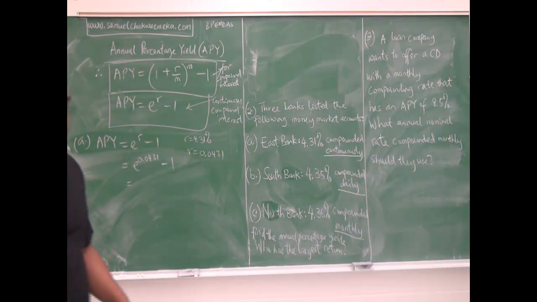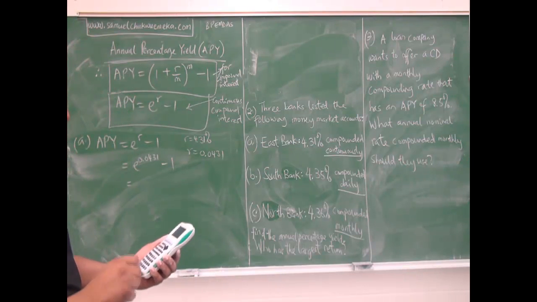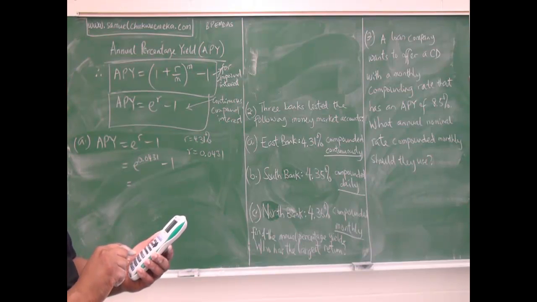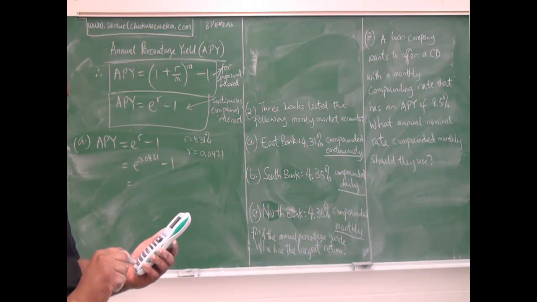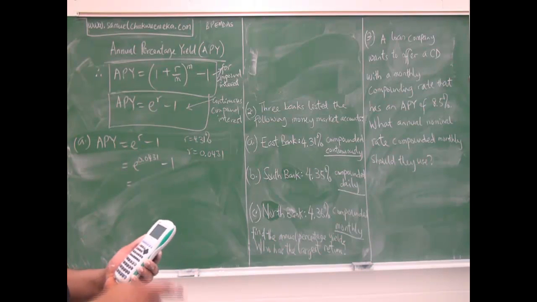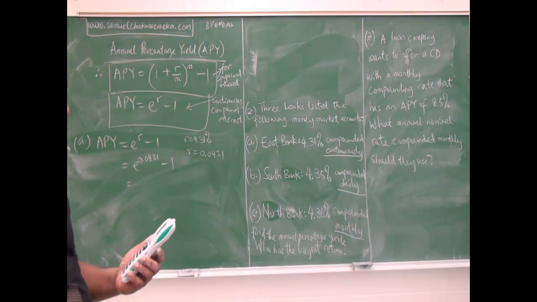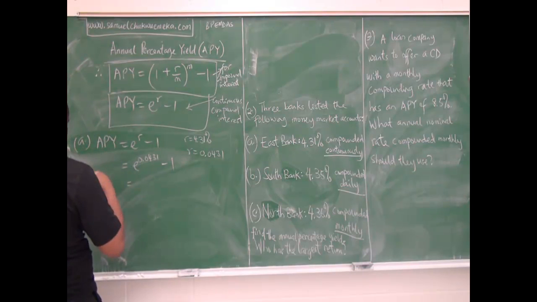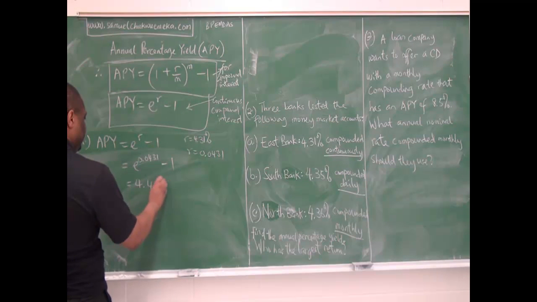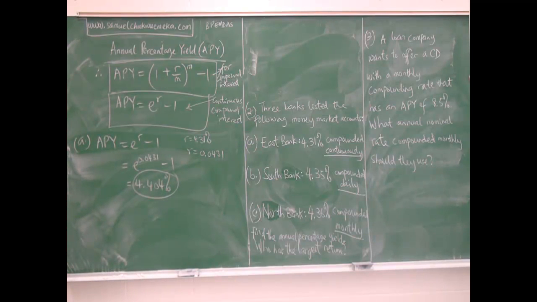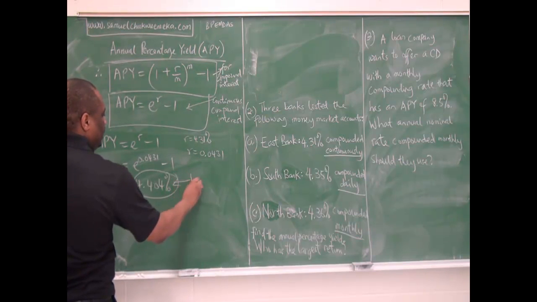And let's round it to 3 decimal places. So shift E, 0.0431 minus 1. So this is 0.044042229. Now, if we multiply by 100 and we round to 3 decimal places, it will give us 4.404%. So this is for East Bank.